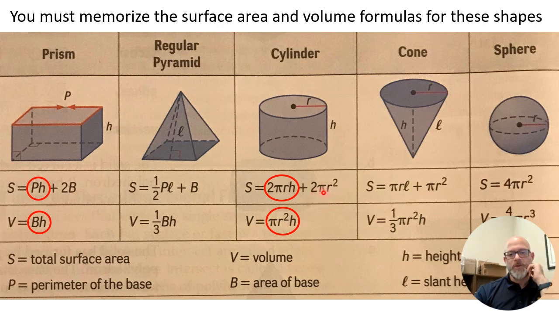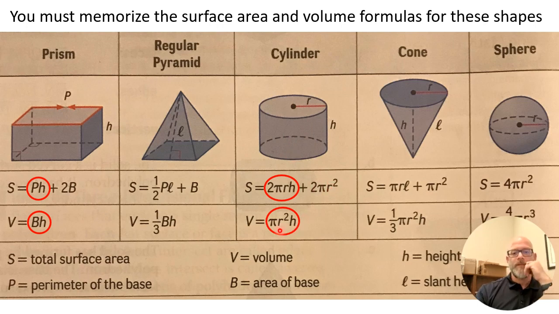How about 2 pi r squared? What does pi r squared give me? Pi r squared gives me the area of this base, the area of this circle. Multiplying times 2 gets me the area of the top circle and the area of the bottom circle. So this part right here gets me the surface area of the toilet paper roll, and then the top cap and the bottom cap right here, 2 pi r squared.